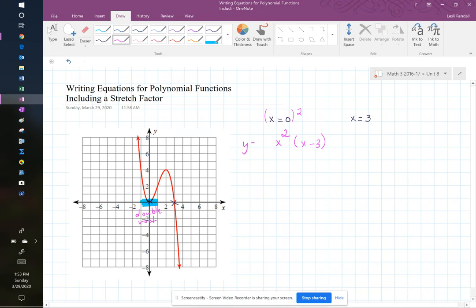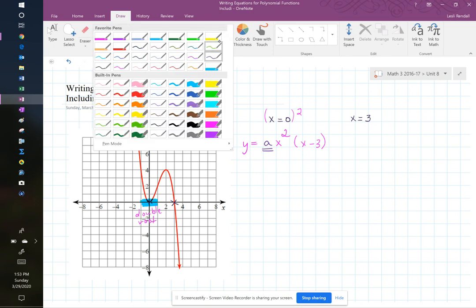We have to potentially remember that we have an a factor. That a is your stretch factor. I can hear all of you in the background yelling at me and saying, why can't we stop there? Well, we might not have an accurate graph. So I want to find some point on the graph that is nice.